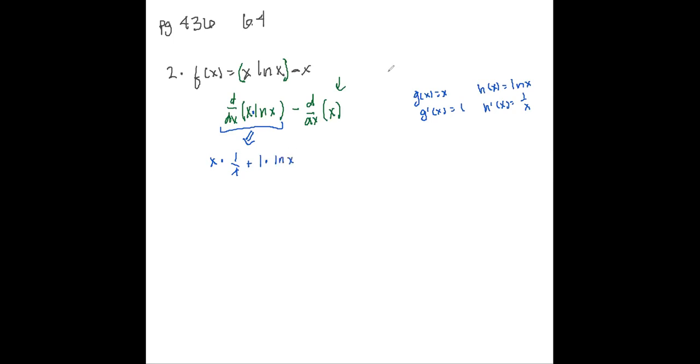And then I can say that the derivative of x is going to be 1. So to put this all together, I have got the derivative of f of x is going to be equal to x times 1 over x plus 1 times the natural log of x minus 1. X over x is going to be equal to 1. And then these ones are going to cancel out.